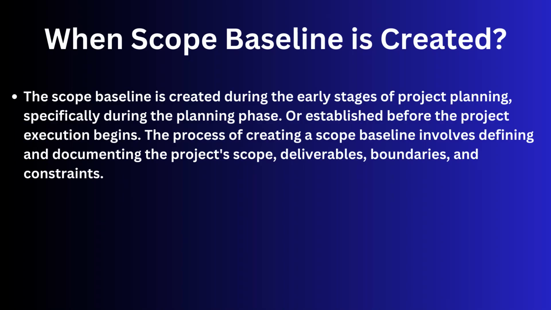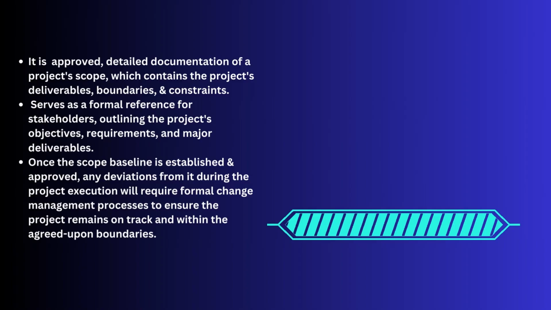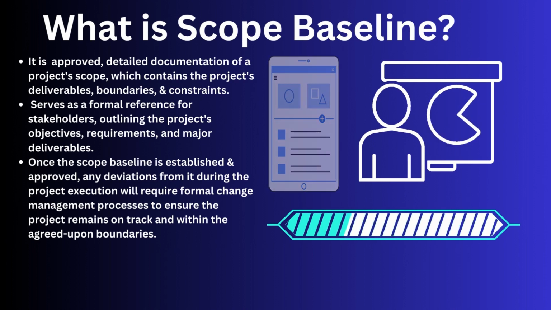When is scope baseline created? The scope baseline is created during the early stages of project planning, specifically during the planning phase, or established before the project execution begins. The process of creating a scope baseline involves defining and documenting the project's scope, deliverables, boundaries, and constraints. It is approved, detailed documentation of a project's scope, which contains the project's deliverables, boundaries, and constraints. It serves as a formal reference for stakeholders, outlining the project's objectives, requirements, and major deliverables.